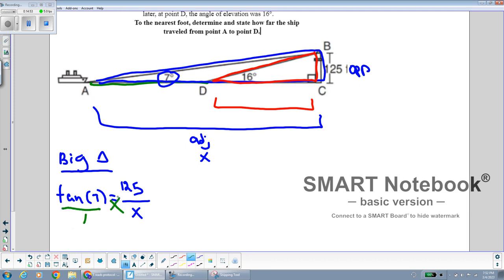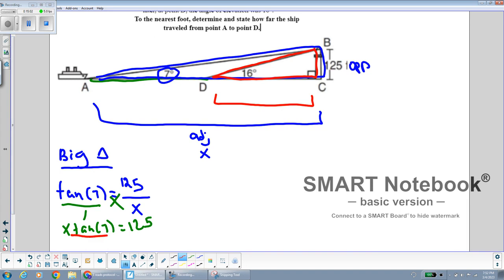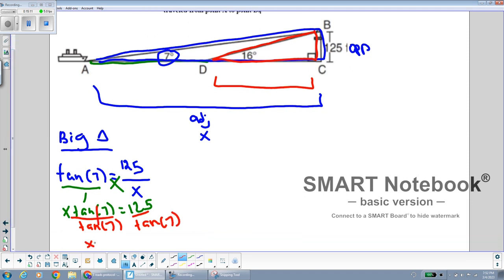Let me put this over 1 and cross multiply. So I have x tangent of 7 is 125. Then, if I divide both sides by tangent of 7, so I can get x by itself, I have x is equal to 125 over tangent of 7. I am not going to be putting it into my calculator and rounding it. I'm going to round it at the very last step because sometimes rounding early can really mess up your answer to the question.